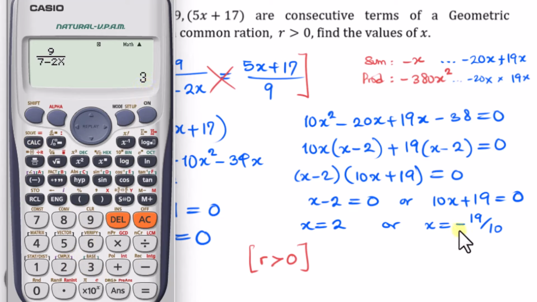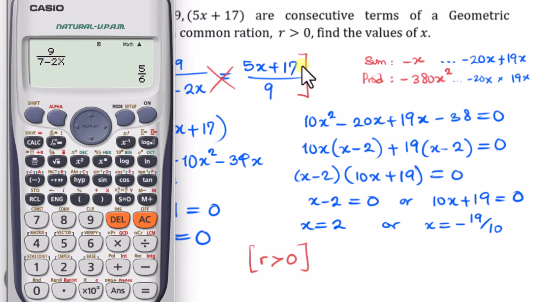Okay, what about when x is minus 19 over 10? So I want to say calculate again. What's the value for x? Minus 19 divided by 10. Okay, so what's that going to give? This is 5 over 6. Definitely that value of r is also greater than 0.